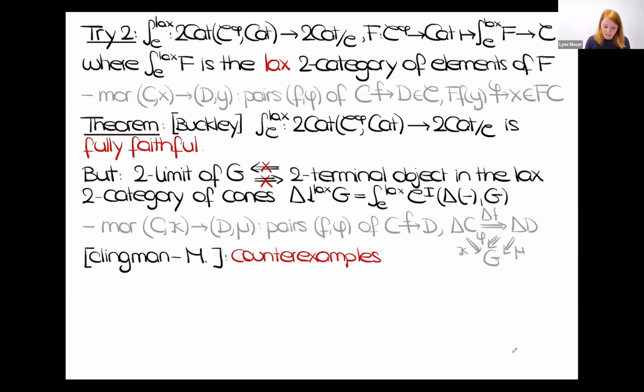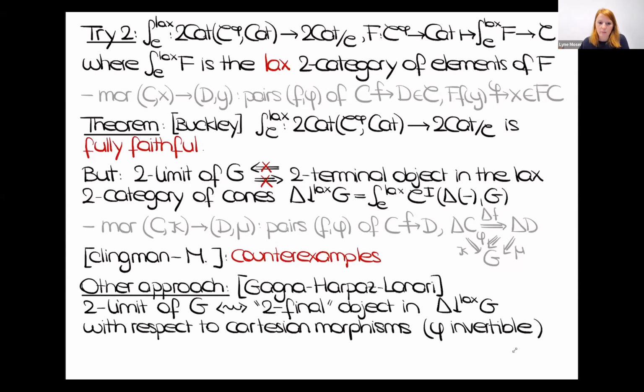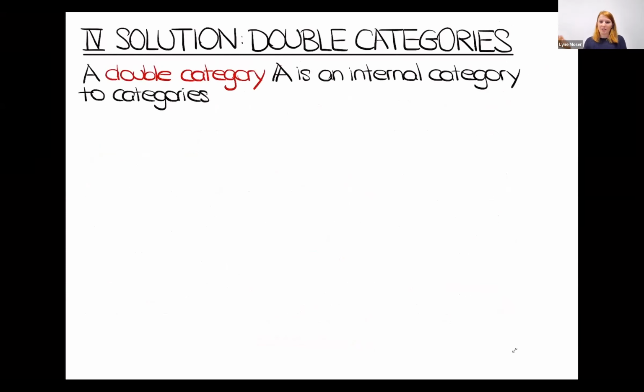But I just want to mention here another approach by Gagnar-Harpa and Lanary, and they actually modify the notion of two-terminal objects. They consider instead two-final objects, and they show that two-limits coincide with two-final objects in this lax slice. But for this, you need to also consider more data, because of the Cartesian morphisms. I don't want to get too much into detail because this is not the approach that we're taking here, because we really want to characterize limits as certain terminal objects. And so the solution is double categories.